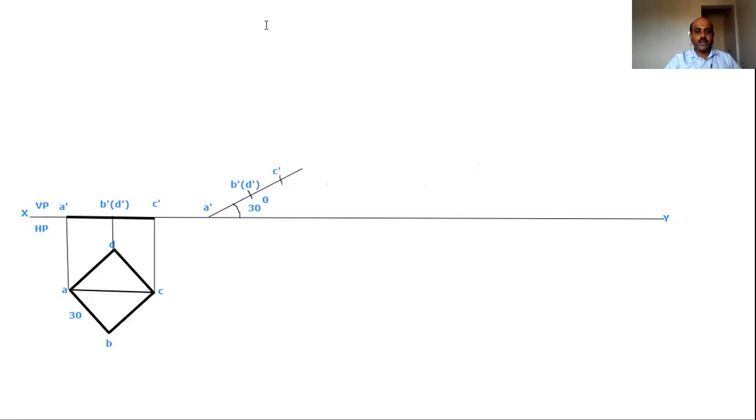Now join that line with a thick line from A dash to B dash. Okay, what we are showing here is the diagonal inclined to HP at 30 degrees. So in the second position, we have shown that the diagonal is inclined to HP at 30 degrees. Now we are going to get the top view for the second position. Till here it remains the same, no change. Only in the third position, we need to make the change.